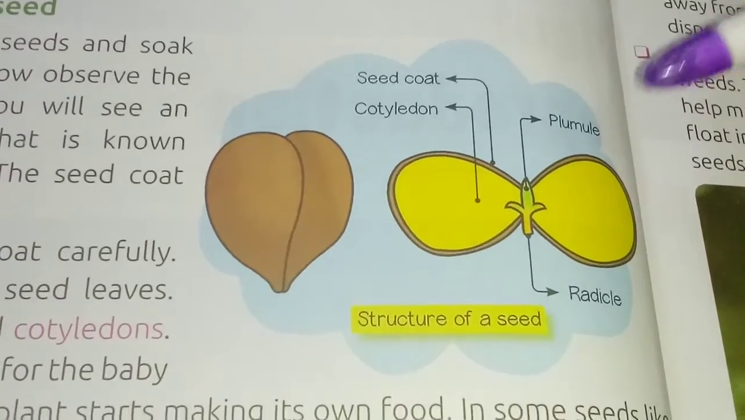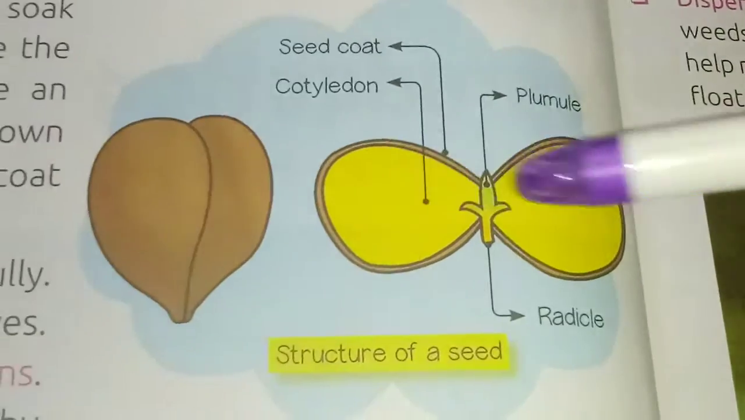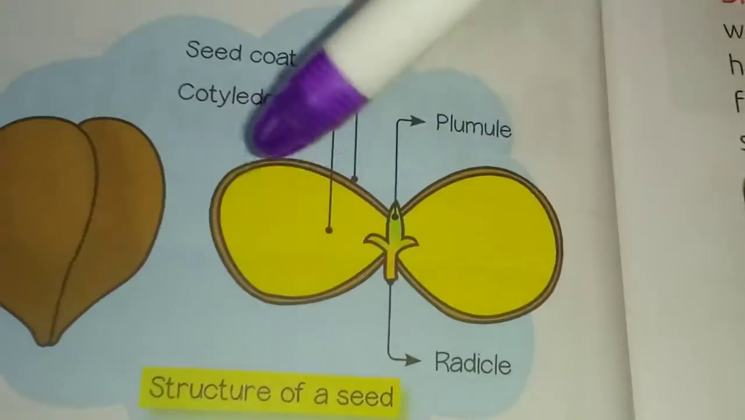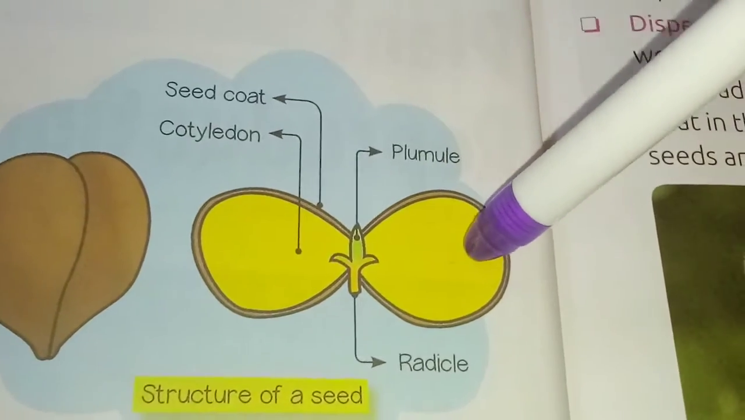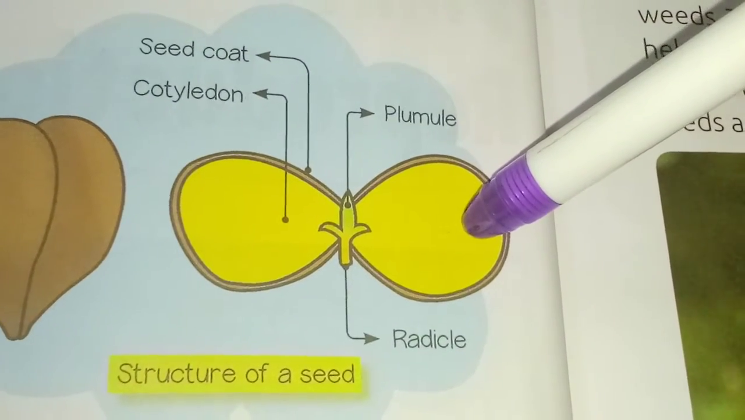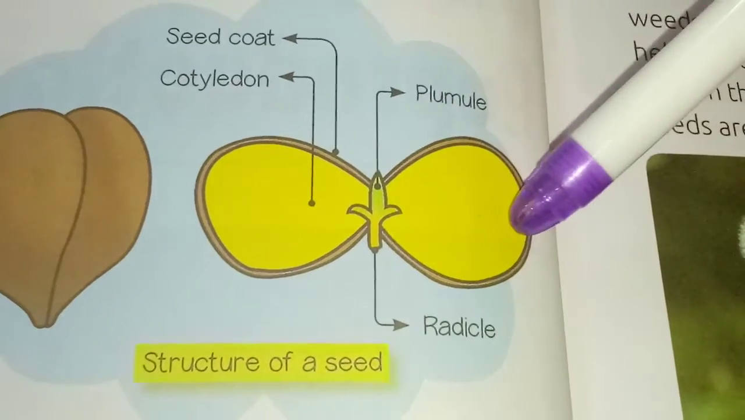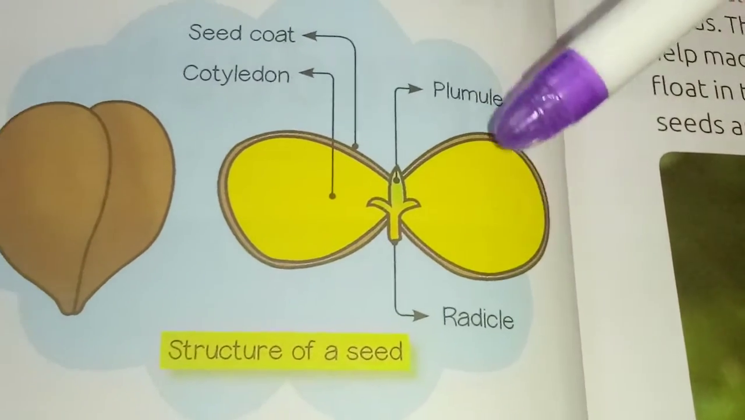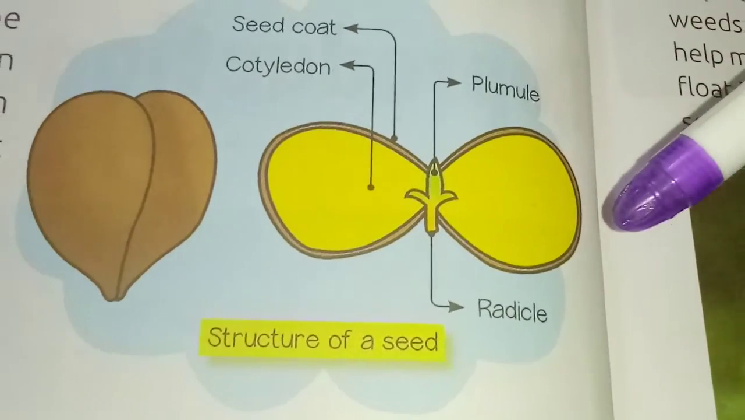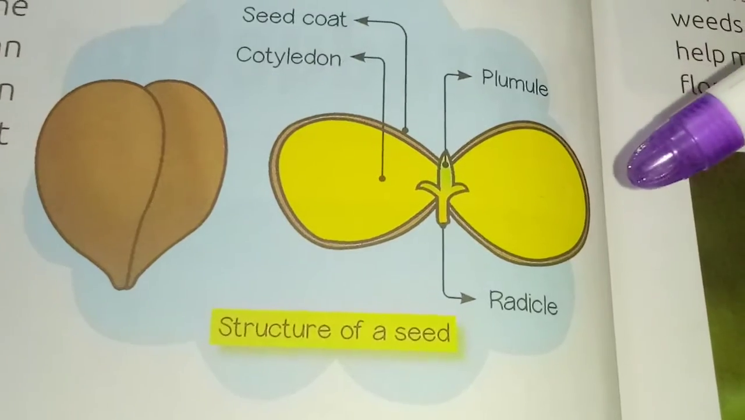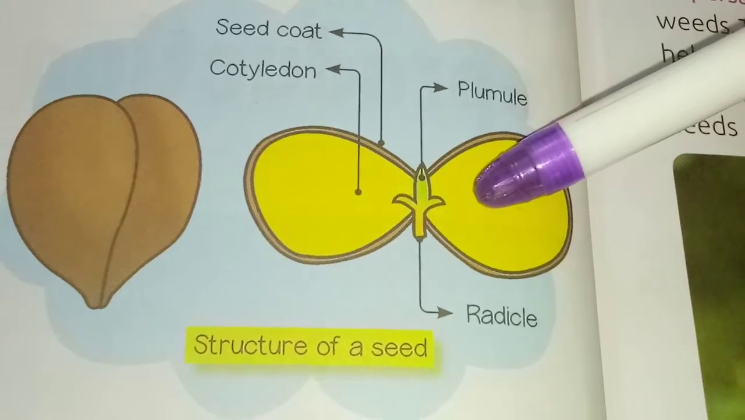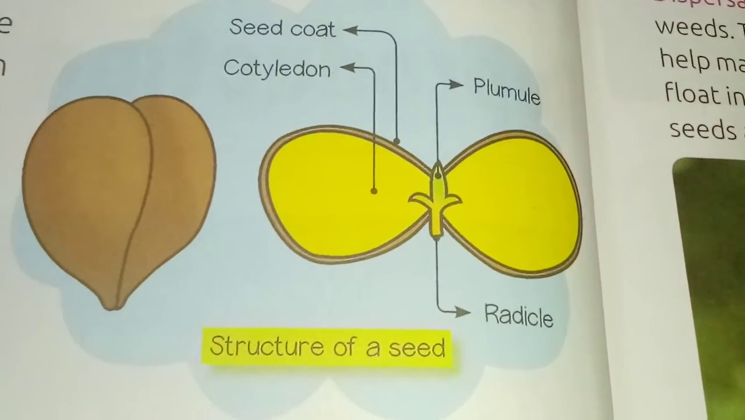Now remove the seed coat and notice the seed leaves. These are two seed leaves. These are called cotyledons. Seeds containing only one cotyledon are called monocotyledons. That example is corn. And some seeds contain two cotyledons and are called dicotyledons. Examples: pulses, kidney beans, gram, peas, etc.